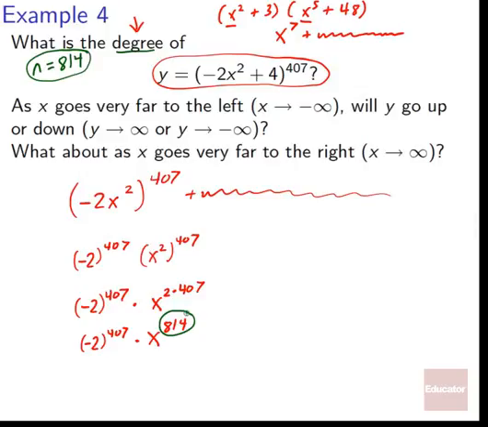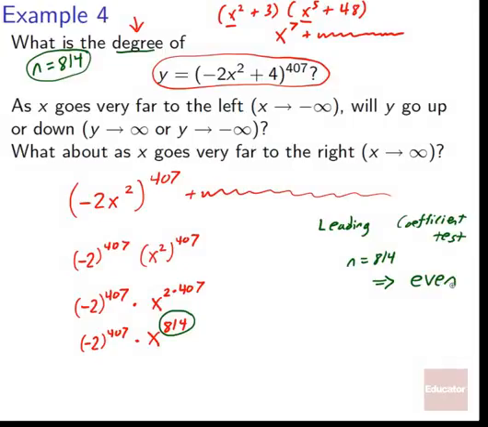Now, as x goes very far to the left, x goes to negative infinity, will y go up or down? Y approaches positive infinity or y approaches negative infinity? And then what about as x goes very far to the right, as x goes to positive infinity? So to do that, we need the leading coefficient test, right? At this point, we already know what the degree of this polynomial is, right? This polynomial is n equals 814, so it is an even degree polynomial.